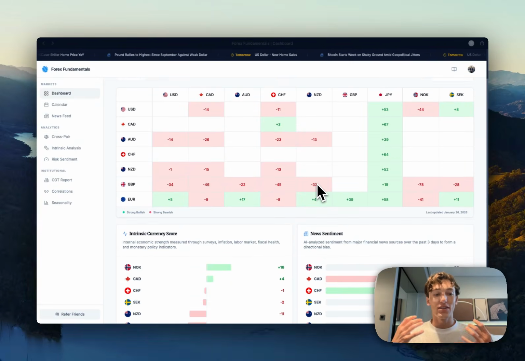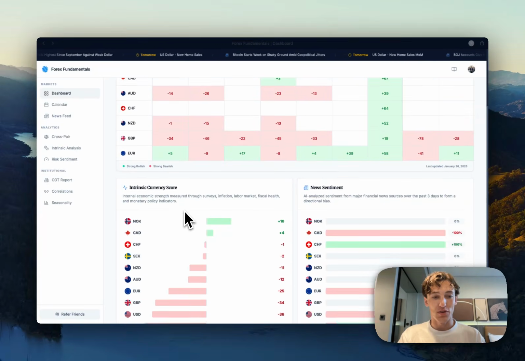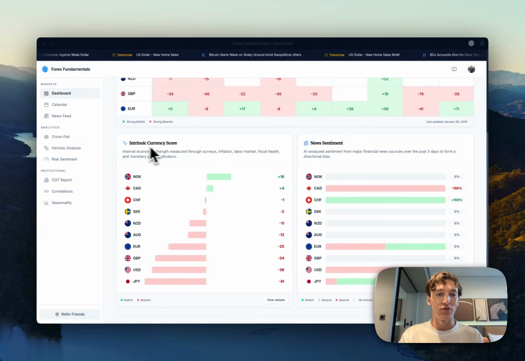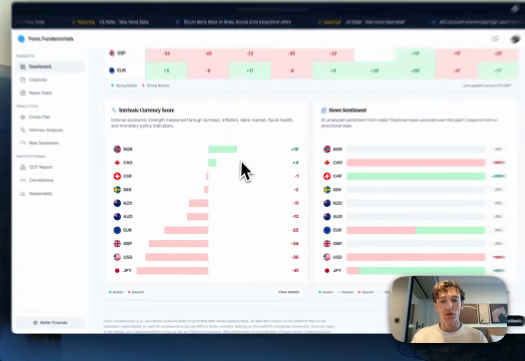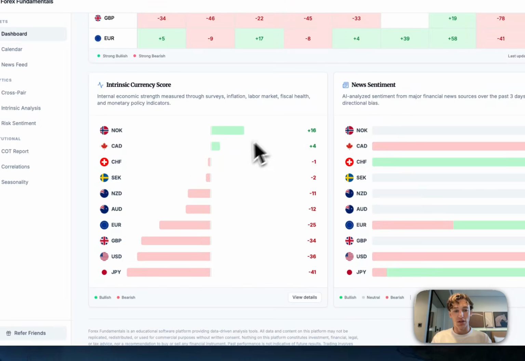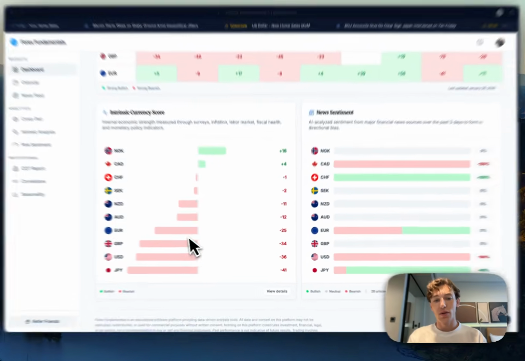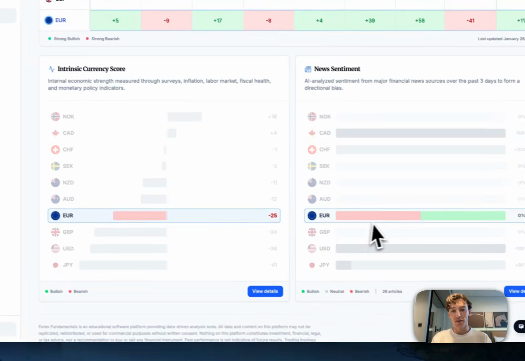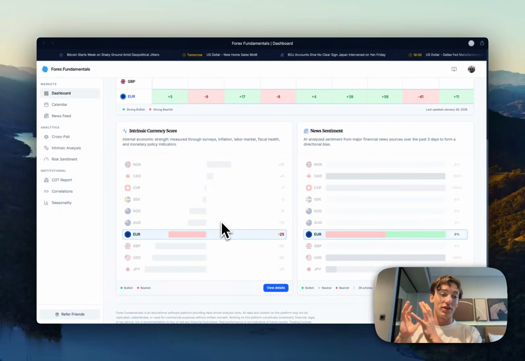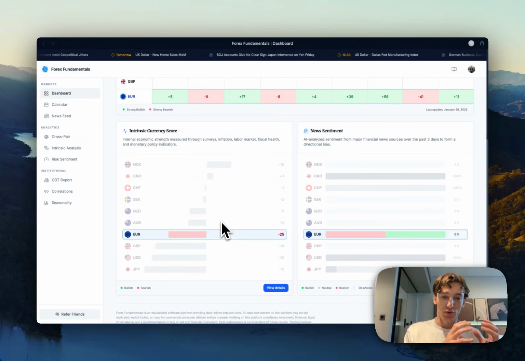But you might ask, hey, where are these scores based off? Well, all these individual currencies have an individual score themselves. This is called the intrinsic currency score. And here you will see an overview from the most bullish to the most bearish currency. And also here you will see the news sentiment, and you can compare what the news is saying about the currency, or what kind of articles are being released, compared to the actual score.